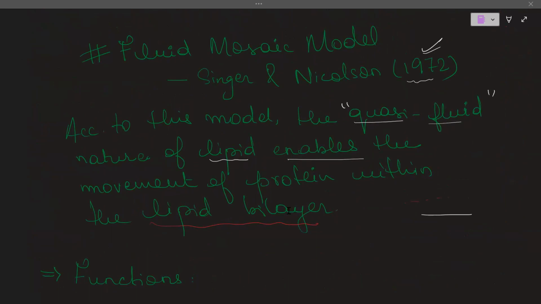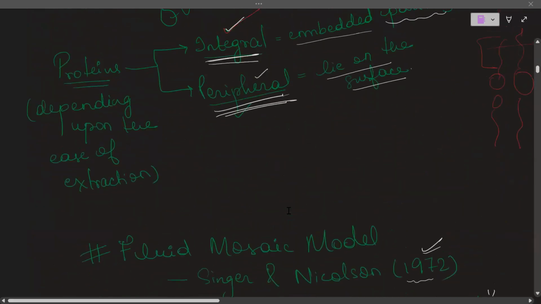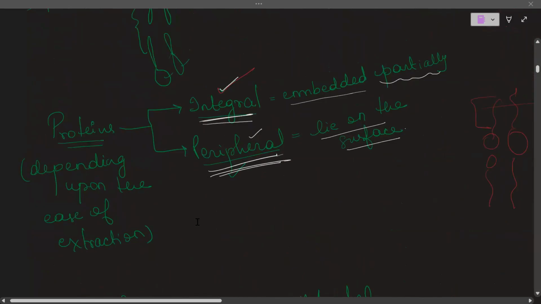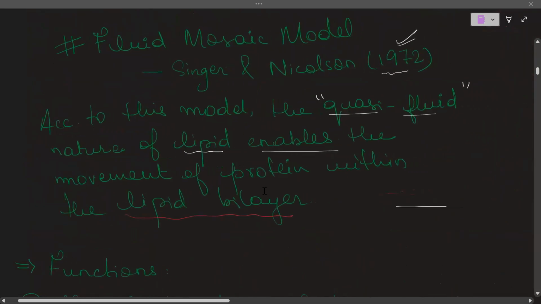You can show the protein part depending upon the ease of extraction, right? Yes, ma'am.